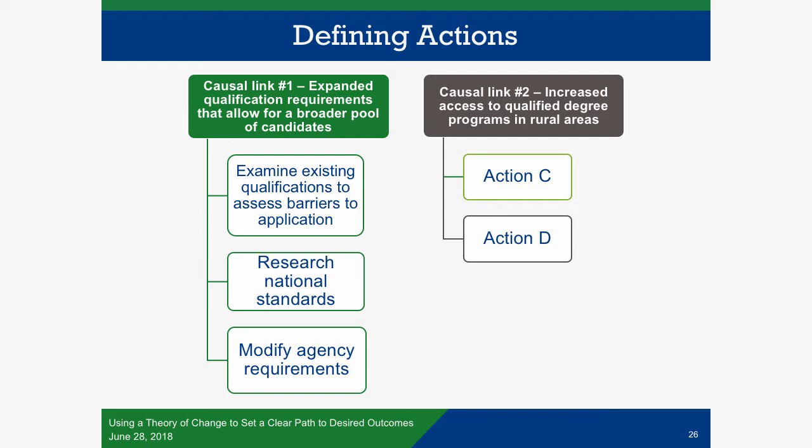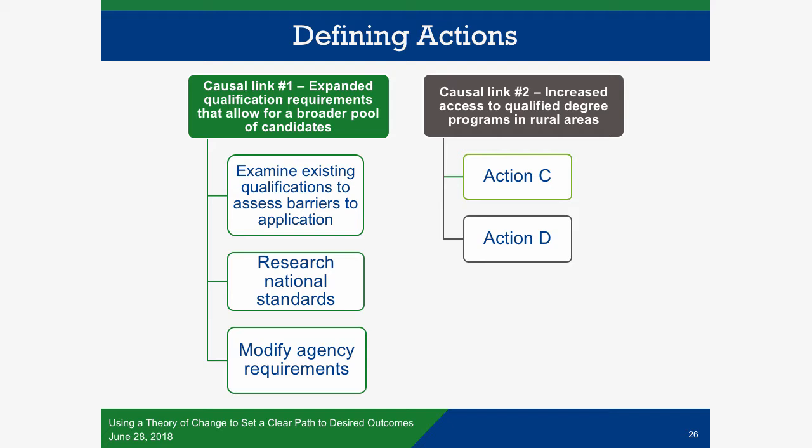So let's consider an example from the Theory of Change brief that's available for download in your pod. One of the causal links in the example from the brief is expanded qualification requirements allow for a broad pool of candidates. Some sample actions might be to examine existing qualification requirements for barriers to staffing, research national standards, or modify agency requirements. So you can see that there might be multiple actions that you would take in order to reach that sort of mini outcome on the way to your desired outcome.